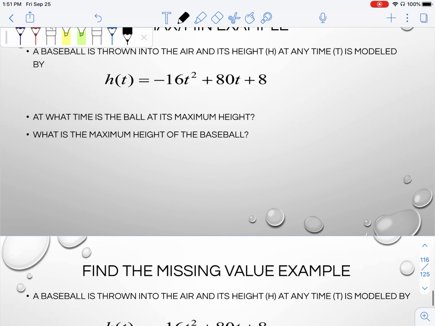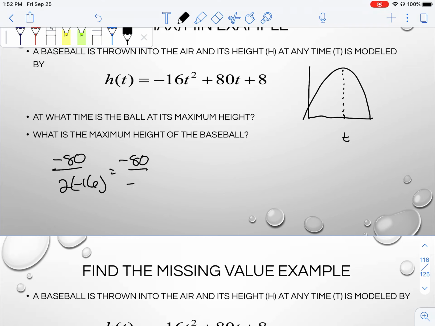Here's a situation where we are throwing a baseball in the air, and its height h at any time t is modeled by that equation. So when is the ball at its maximum height? All right, so here's our situation. We throw a ball up in the air. When, according to time, is the ball at its maximum height? So we are finding the x-coordinate of our vertex. So we're just simply doing the opposite of b over 2a.